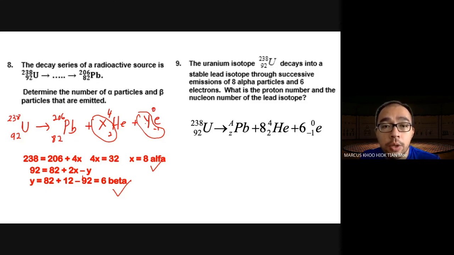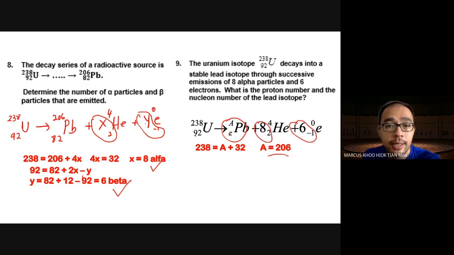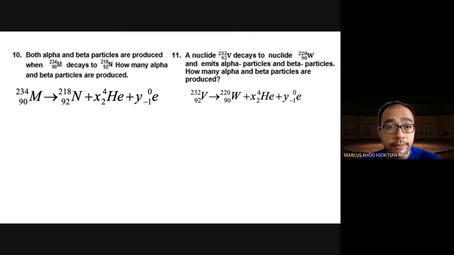Okay, so what is the proton number and the nucleon number of the lead isotope? Again, form the equation. 238 equals A plus 32, plus 0. You get A equals 206. At the bottom, 92 equals Z plus 8 times 2 plus 6 times negative 1. And you get Z equals 82. This is quite simple mathematics, just how to calculate this.